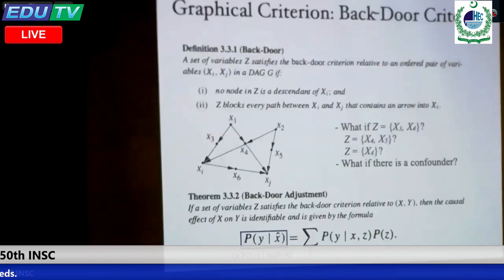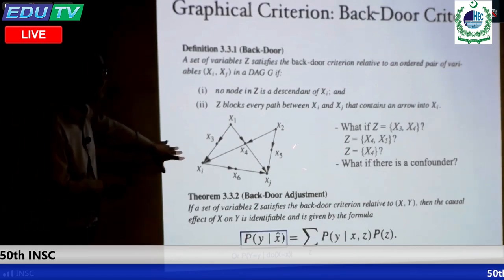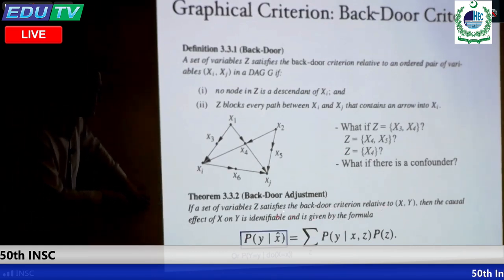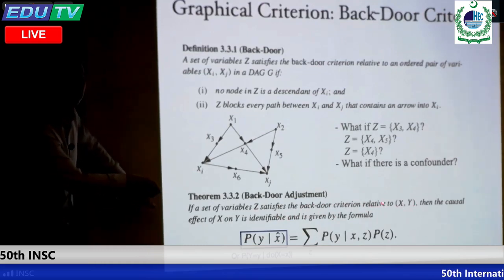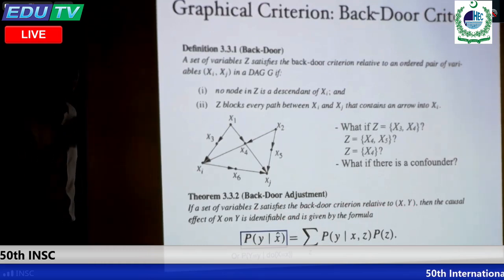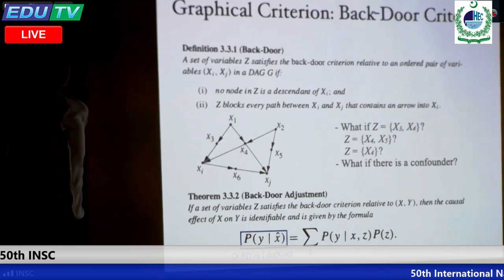And then here you can see the graphical criteria. This is called the backdoor criterion. If the backdoor criterion is satisfied by Z relative to X and Y, then we can identify the treatment effect of X on Y by adjusting for Z.